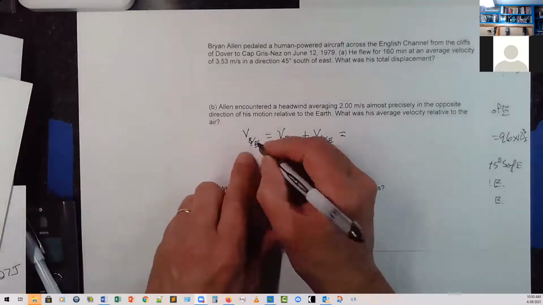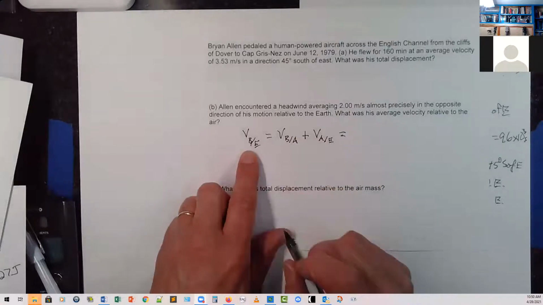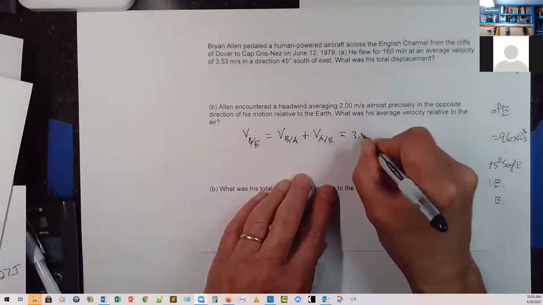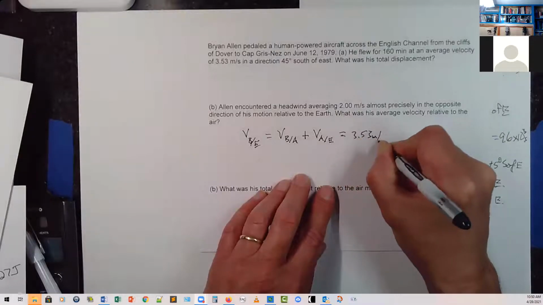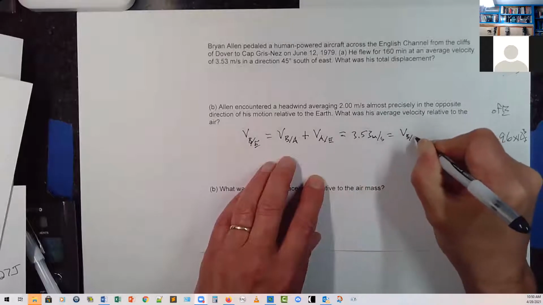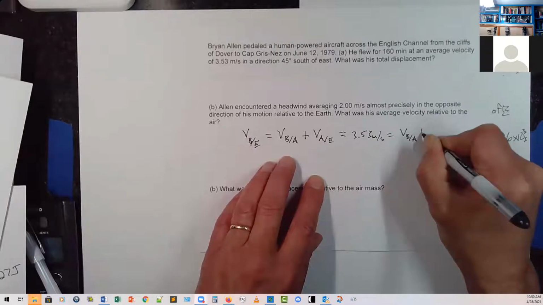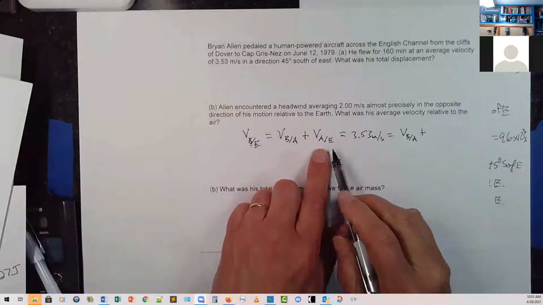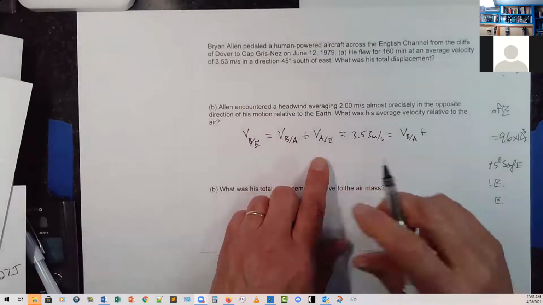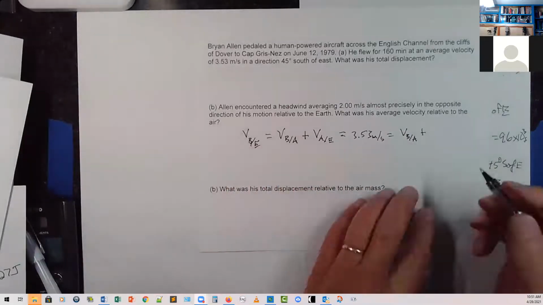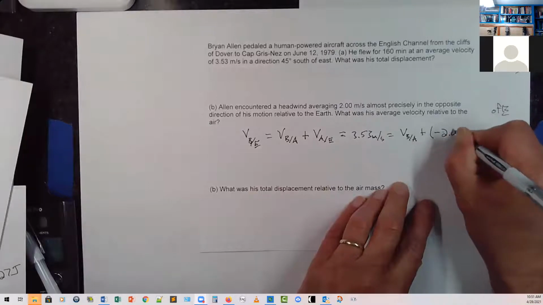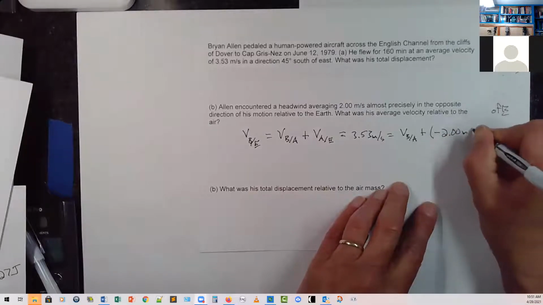Now, we happen to know the velocity of Brian with respect to the Earth. That's the 3.53 meters per second. And that'll equal the velocity of Brian with respect to the air plus the velocity of the air with respect to the Earth. It's actually blowing in the opposite direction. That'll be our minus direction here. So plus a minus 2.00 meters per second.